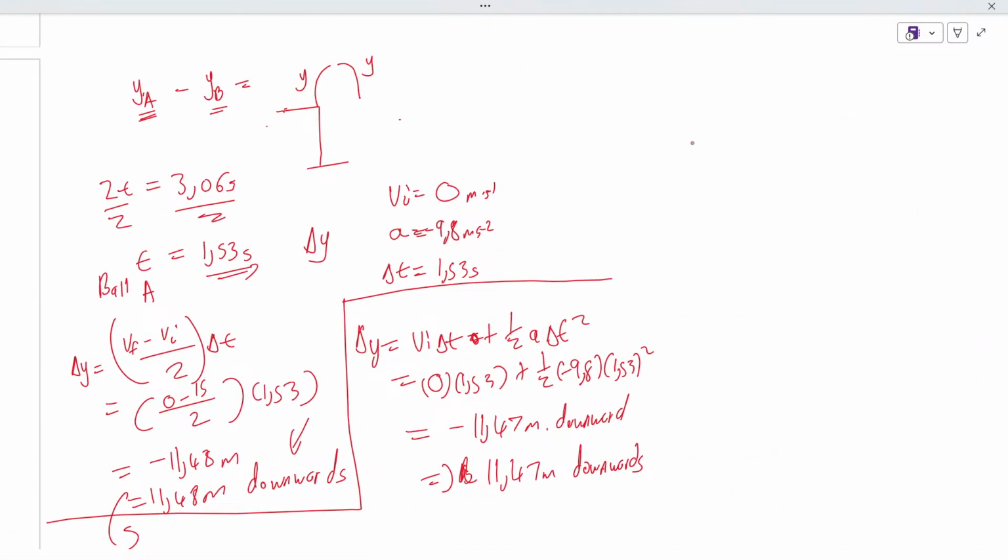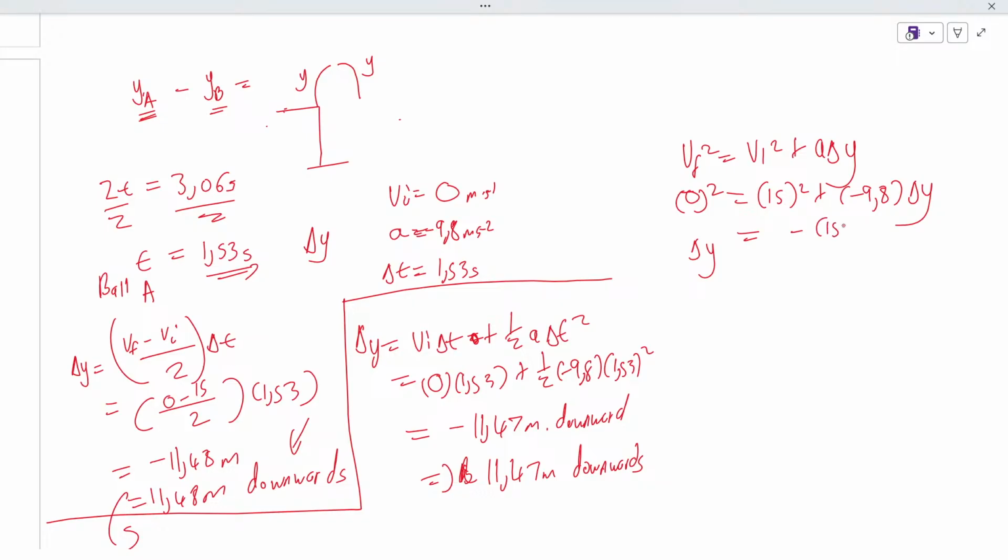Okay, let me use this one: vf squared equals v initial squared plus 2a change in y, and then I substitute here. The final is going to be 0. The initial is going to be 15, and then plus negative 9.8 times our change in y. We put it this side: negative 15 squared over negative 9.8. Change in y, how much does it give us?